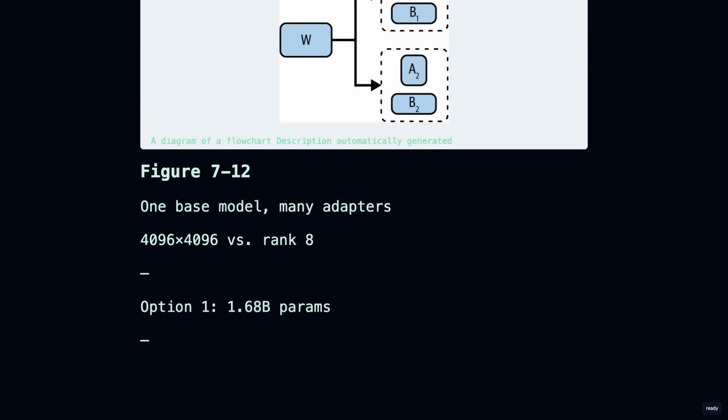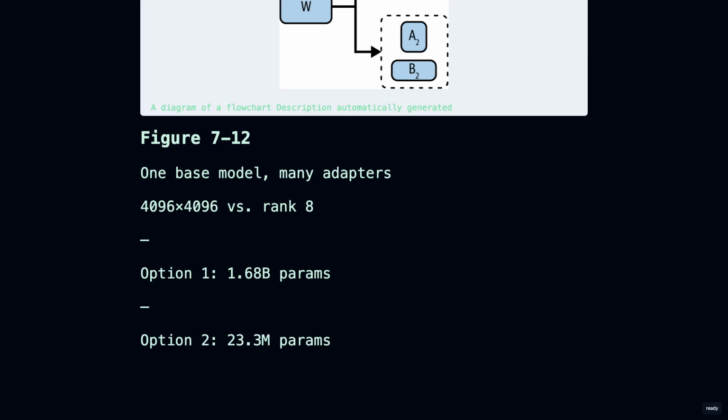The second option keeps the shared base and only adds small customer-specific adapters. That is where the storage savings come from. With one shared matrix and 100 small LoRA adapters, the total stays much smaller. That is why multi-LoRA serving is a practical deployment strategy.